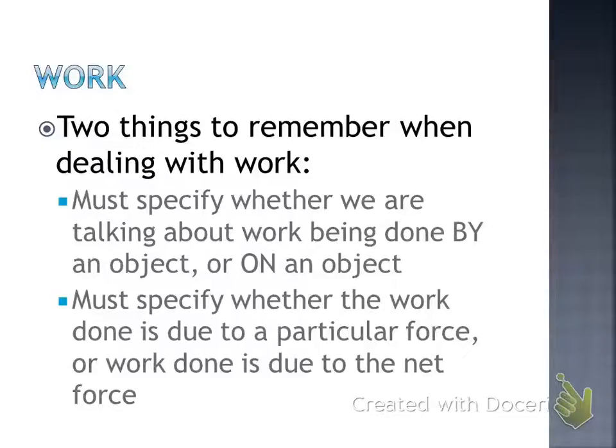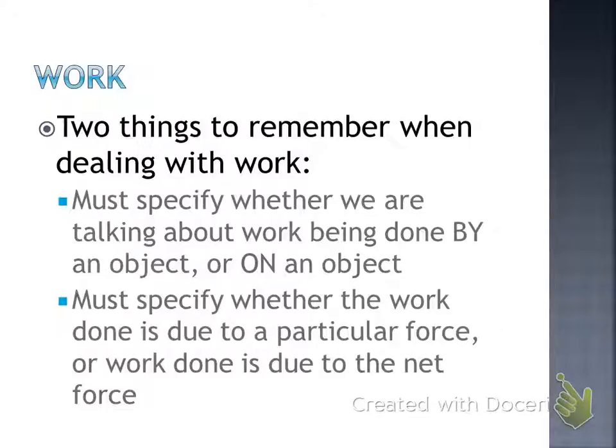Okay, and this last one says we must specify whether the work is done due to a particular force, like the parallel component of our force, or whether it's the net force or the net work done. So this one takes just a little bit of explaining, and we will look at some specific examples of this in just a second. There can be work done by an applied force, like me pushing the object. There can be work done by the frictional force. There can be work done by a gravitational force. There can be work done by lots of different things.